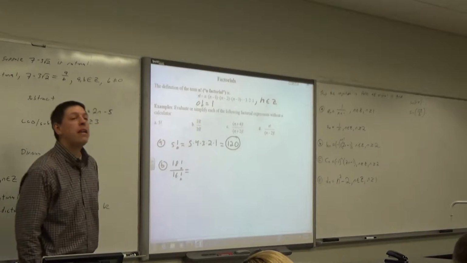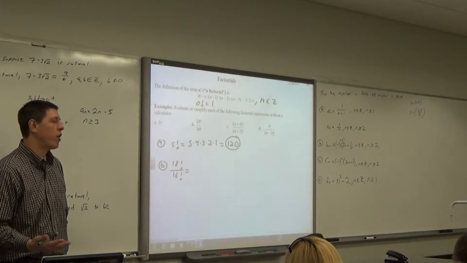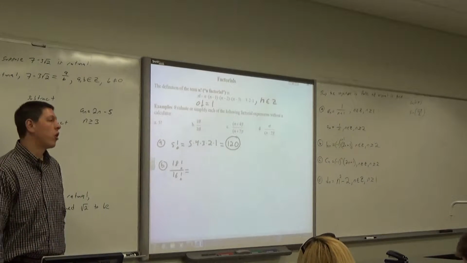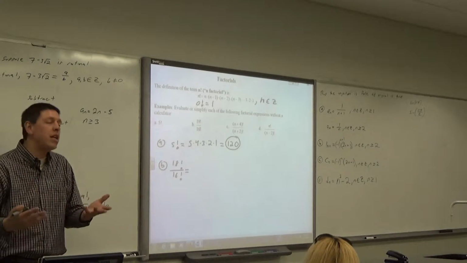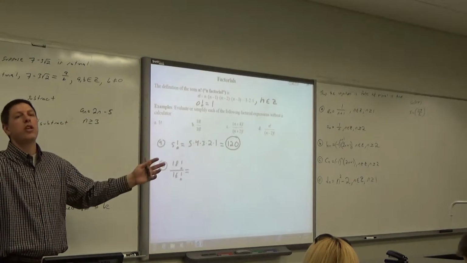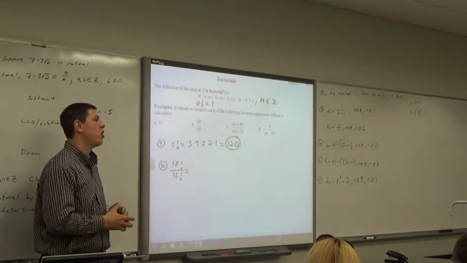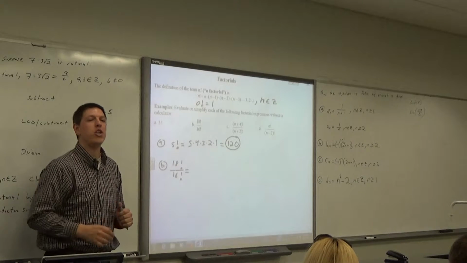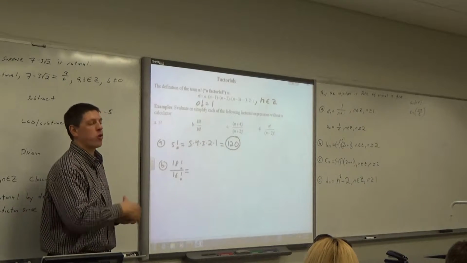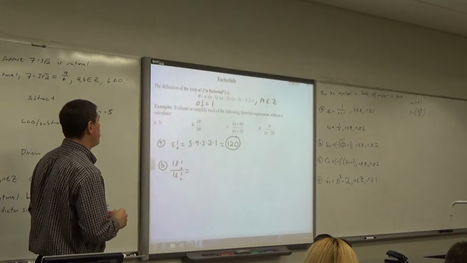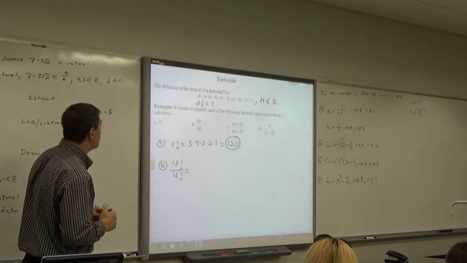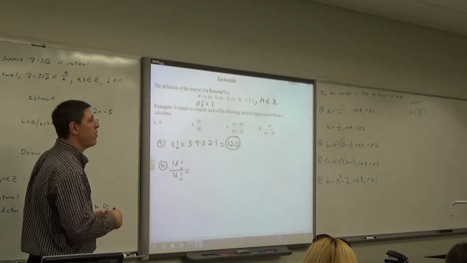Now, if I asked anybody in class what 18 factorial is off the top of their head, they'd look at me like I had 19 heads, because 18 factorial is a ridiculously huge number. In fact, your calculator might just spit back the scientific notation of this. And I asked you to compute it by hand, which makes things even worse.